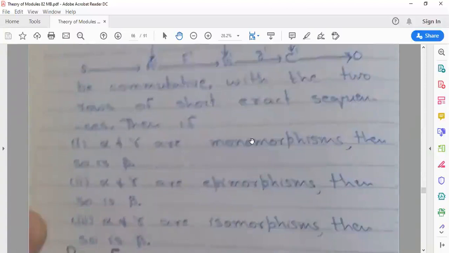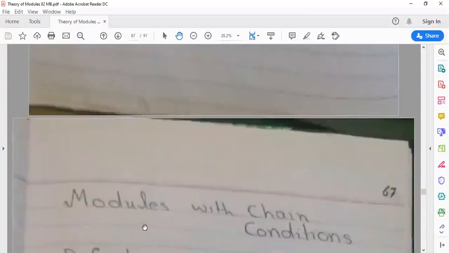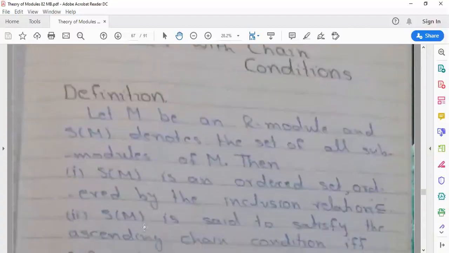If alpha and gamma are monomorphism, then beta is also monomorphism. If alpha and gamma are epimorphism, then beta is also epimorphism. If alpha and gamma are isomorphism, then beta is also isomorphism.